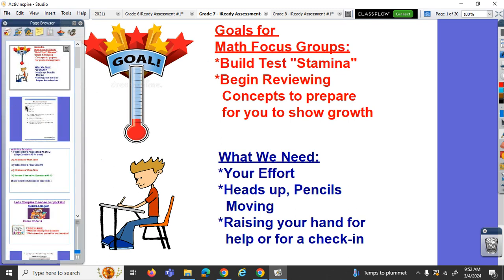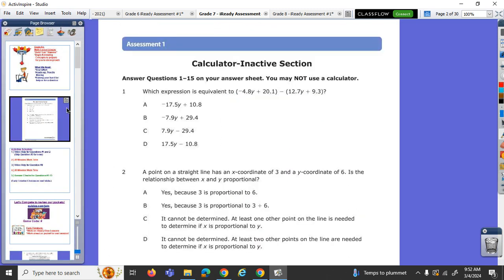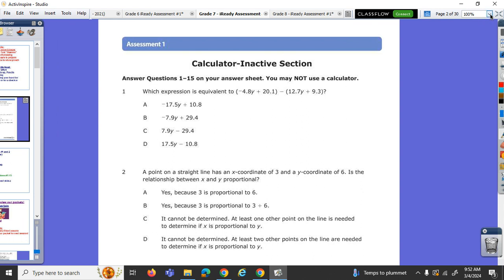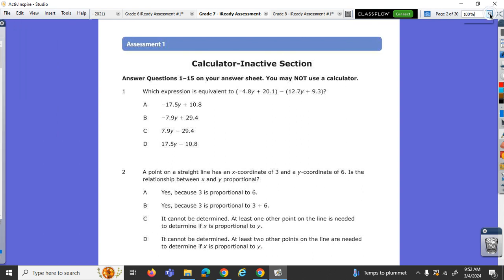We're going to start off together by doing questions 1 and 2, then give you some time to work, and then do a quick check-in for another question a little further in your packet. So look at question 1 for me.